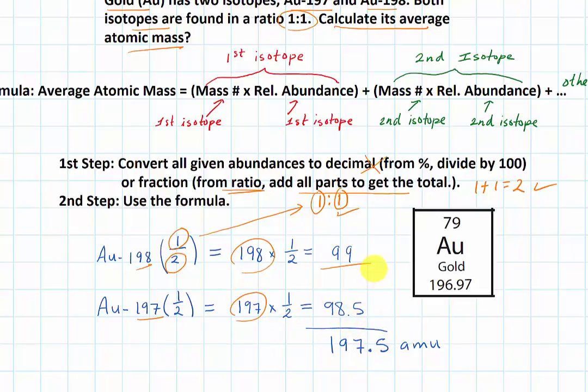Then we add all the masses together, which gives us 197.5, and we compare that to the periodic table for gold, which is 196.97, or about 197. Basically, again, we can find the identity of an isotope, if it's not given to us, by calculating the average atomic mass from the given information about its isotopes.